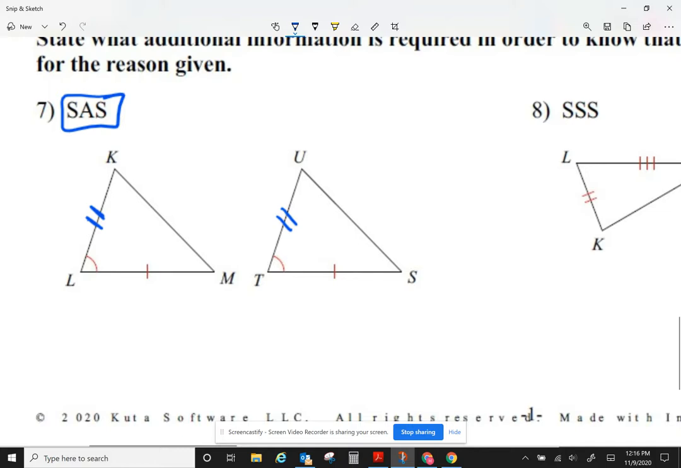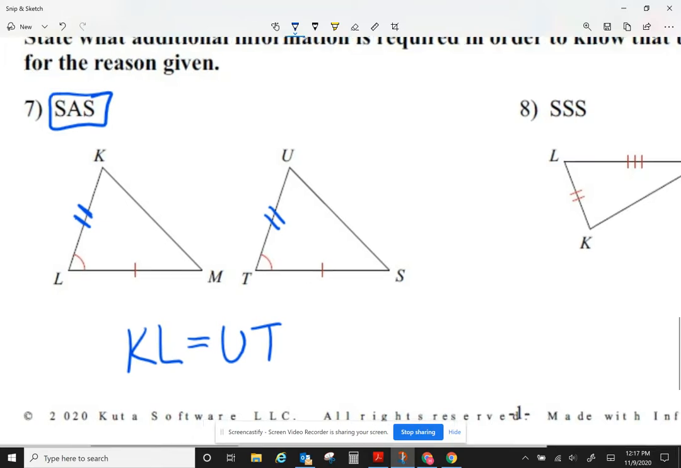Every time I'm going to label a side, I'm going to use the 2 letters that make that side. So in this case, I'm going to say KL. That's one of the sides. The other side that I need is the side UT, and I'm going to write an equal sign in between. I'm going to say that KL is equal to UT, right? For a side, I need 2 letters. The order of the letters doesn't matter. So you can call the first one KL or LK. The second side, you can call it UT or TU. The order doesn't matter. Make sure the letters are capitalized though.